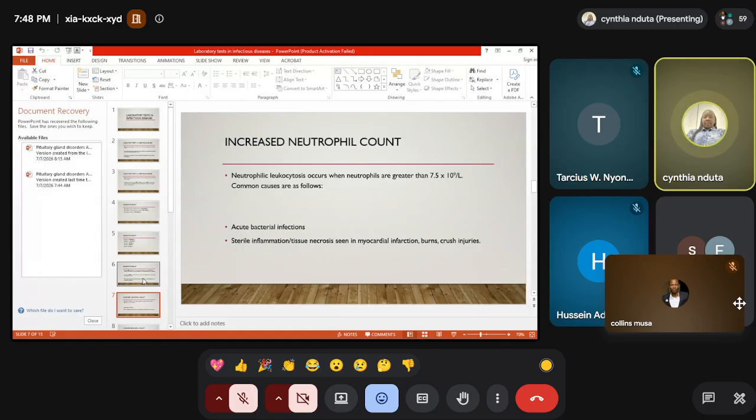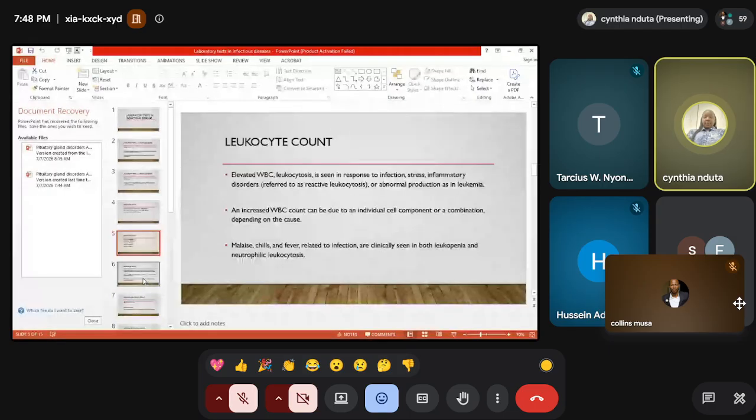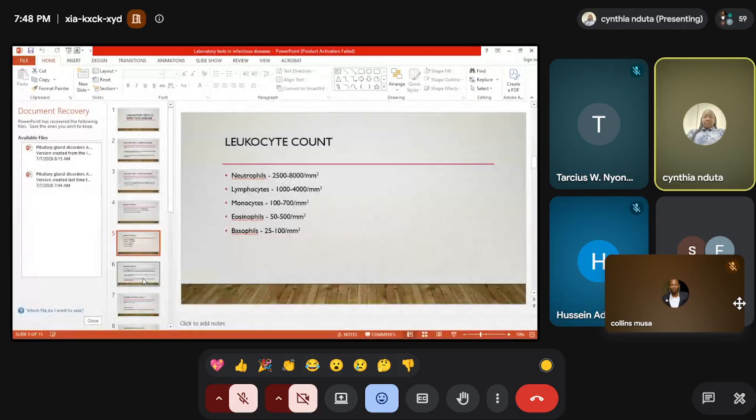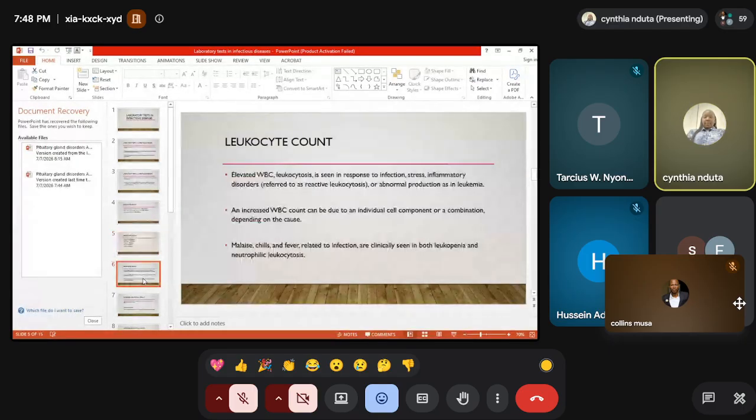So anytime you have your neutrophils greater than 7.5 times 10 to power 9, then that is leukocytosis. Okay, when the neutrophils are more than 7.5, this is a reflection of an acute bacterial infection. So you can see why a hemogram is so essential. You can see here our neutrophils, the higher range is 8,000, but by the time you're at 7,500 going up, then you are likely to be having an acute bacterial infection.